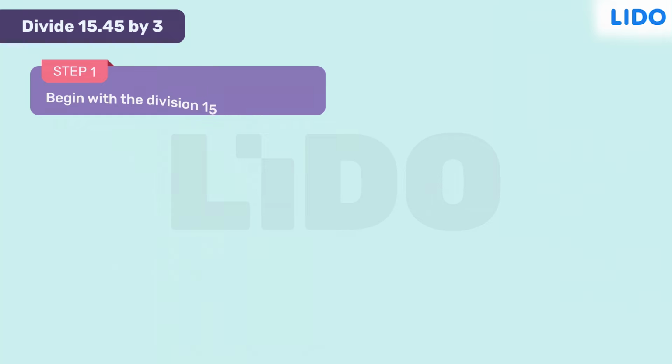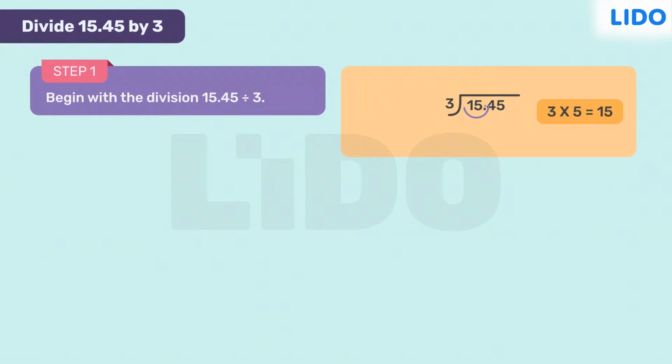Step 1 is to begin with the division. Here, 3 times 5 is 15. So, 15 divided by 3 gives us 5 in the quotient. Subtracting 15 from 15 gives us 0 as the remainder. But now we have a decimal point in the dividend. It's time to look at the second step.